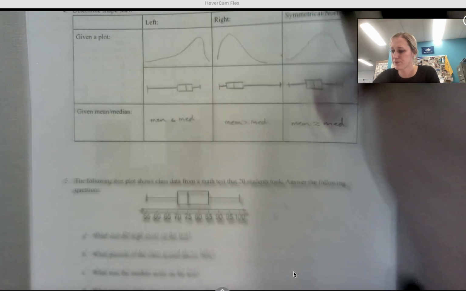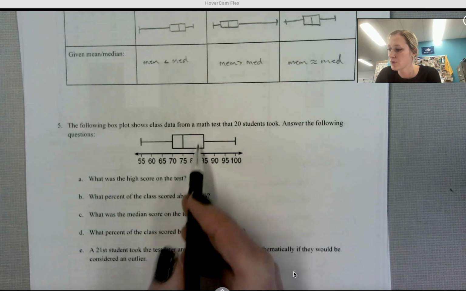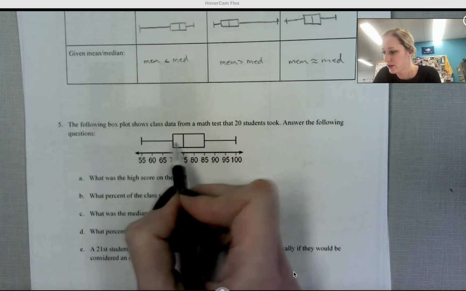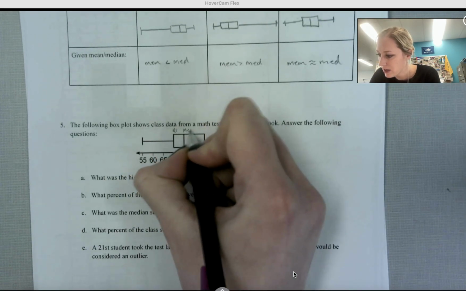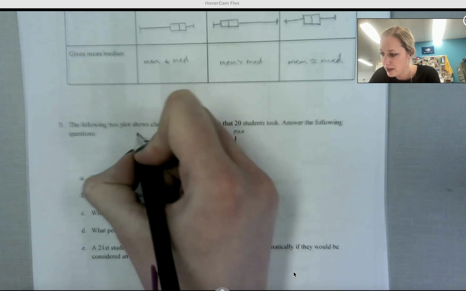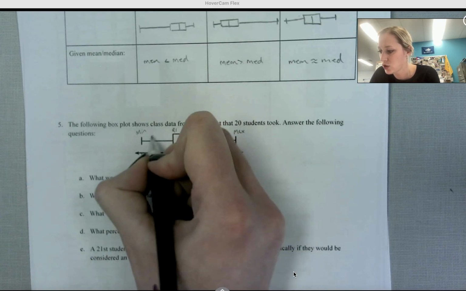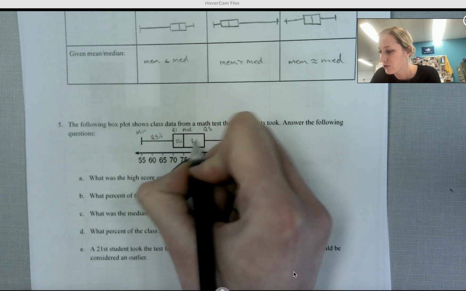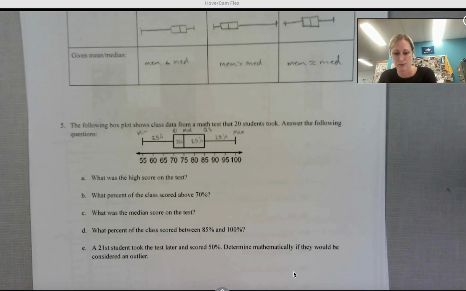Okay, so we also need to be able to answer some questions if we're given a distribution. So remember, this is kind of broken up into 4 quartiles, right? From here to here is the first quartile. So there's Q1, here's our median, here's Q3, and then here's our max and our min. So there's kind of 4 sections. So this is 25% of the data. This is the other 25%. Another 25%, and the last 25%. So total, 100% of my data is represented.